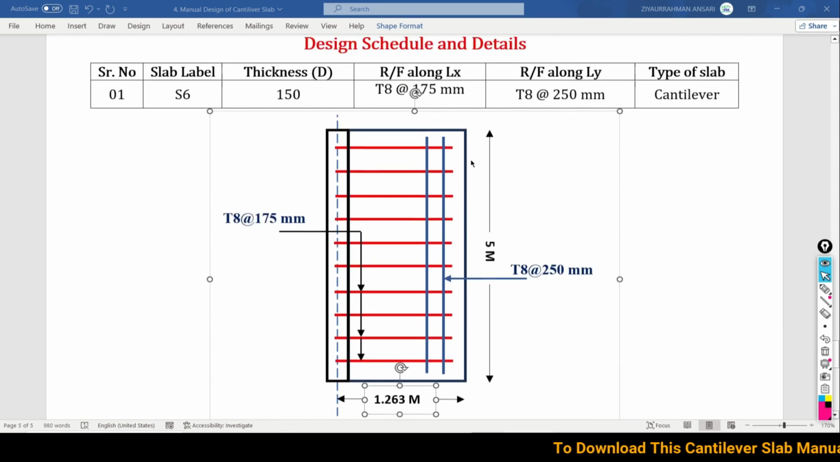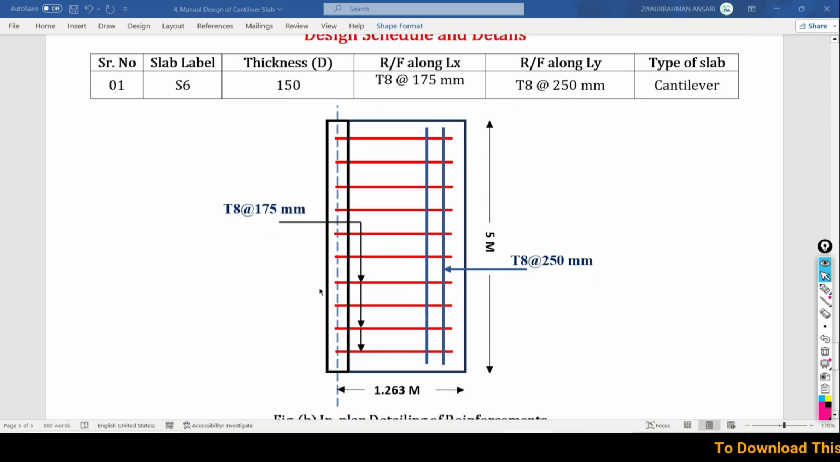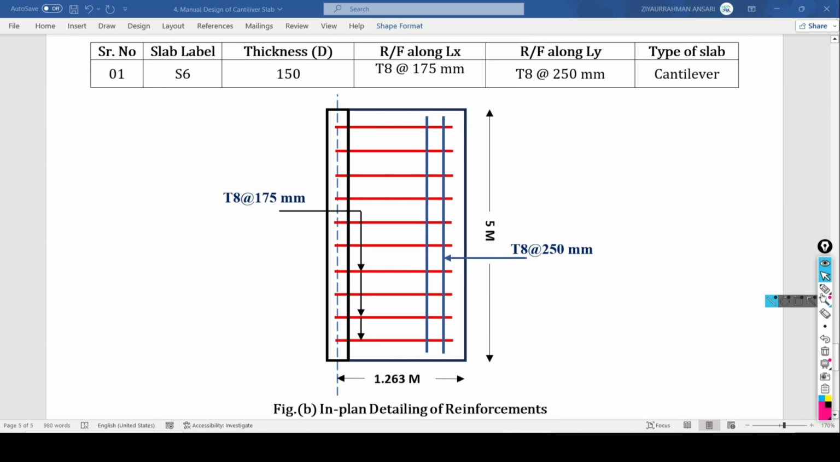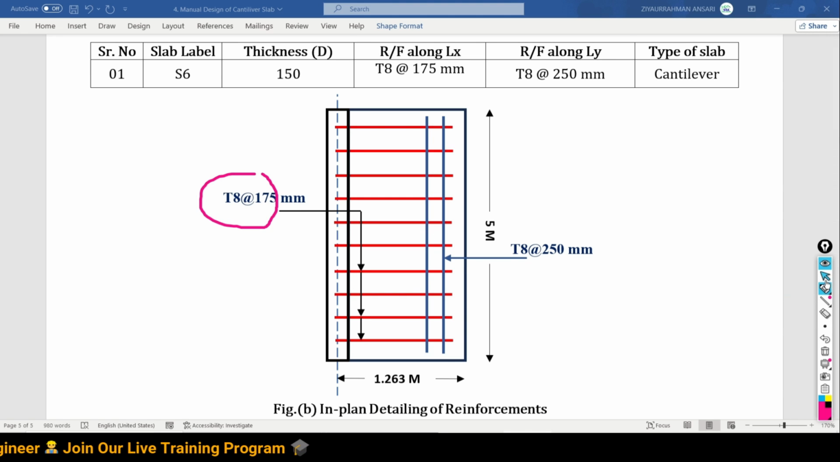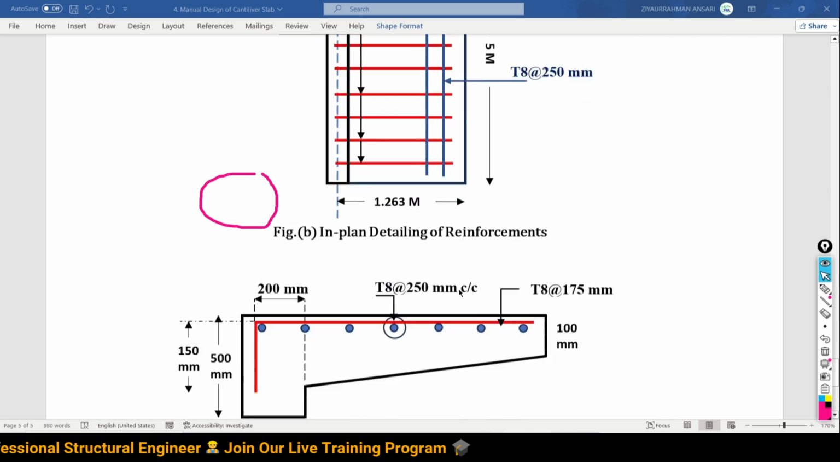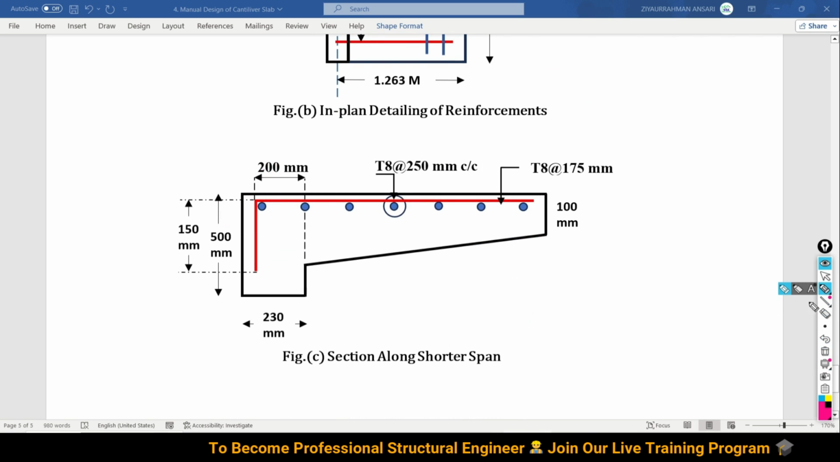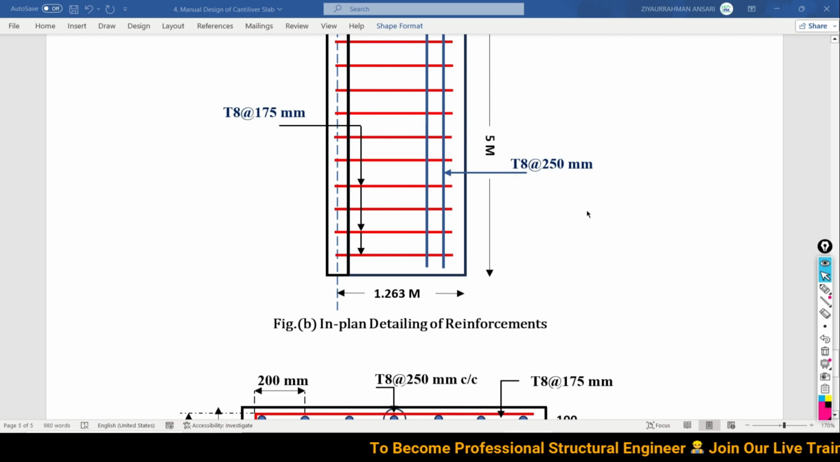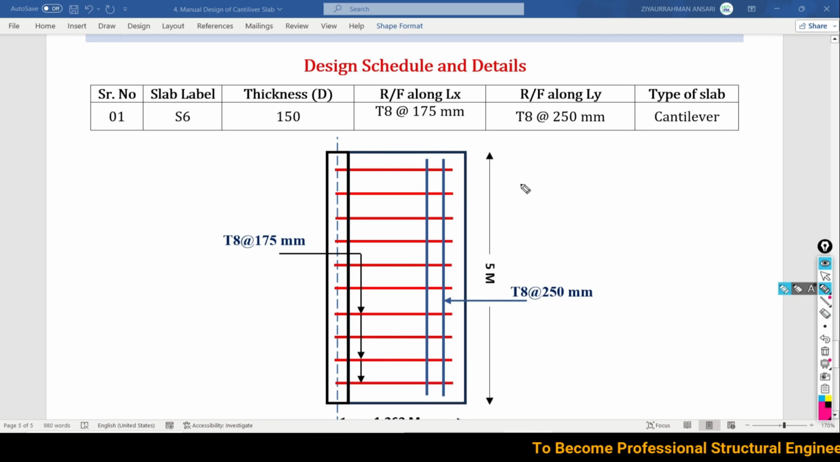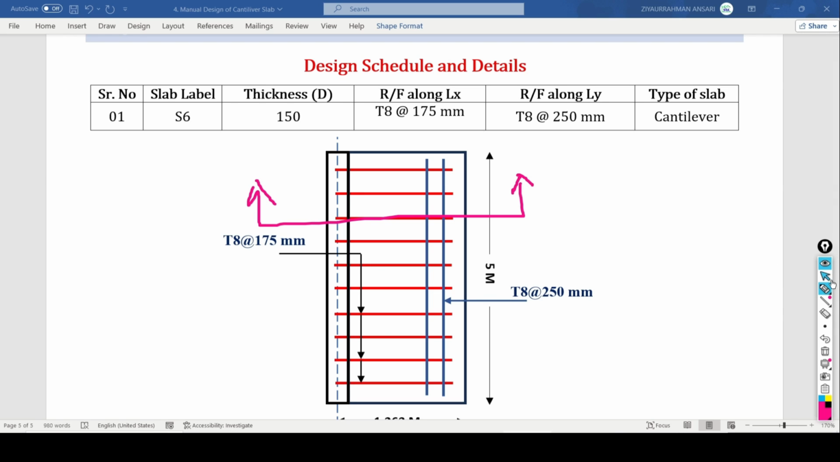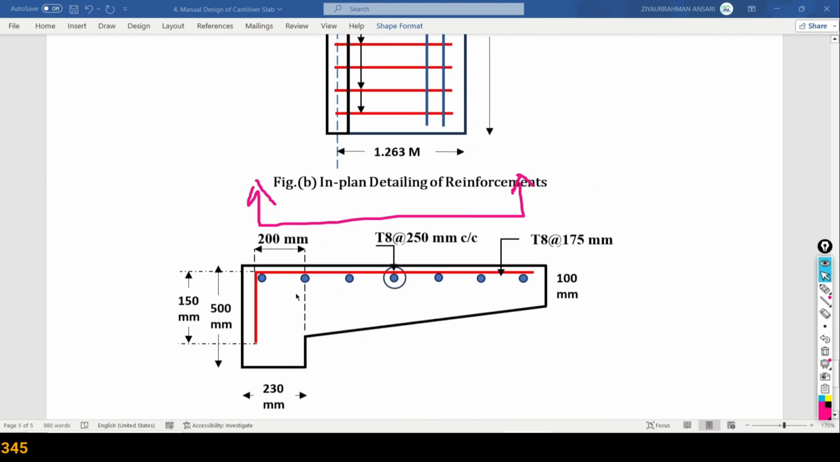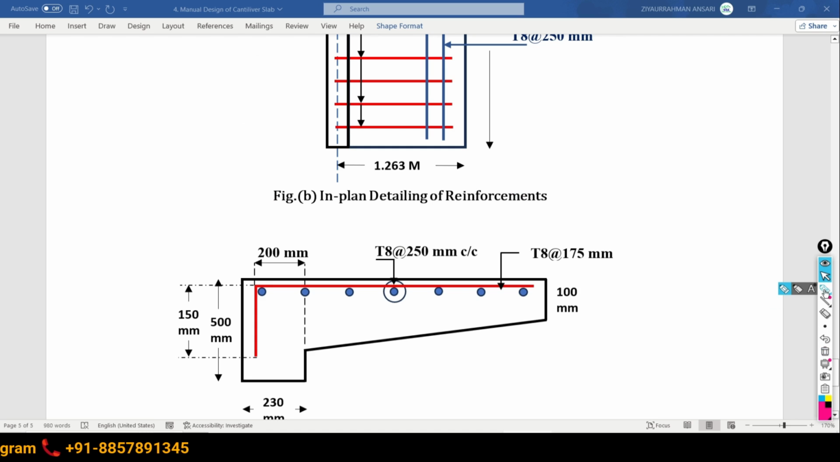Then along the width is a 5 meter overall span. Thereafter the reinforcement along the shorter span 8 at 175, and along the longer span 8 at 250 center to center, right? So in plan detailing of the reinforcement, now sectional detailing of the reinforcement along the shorter span. Okay, we are going to take the section. Here is the section. If you see the reinforcement along this shorter span, we are getting the detailing like this.